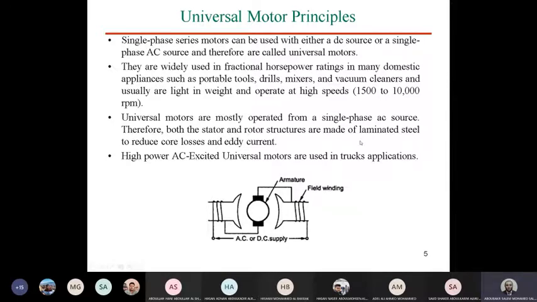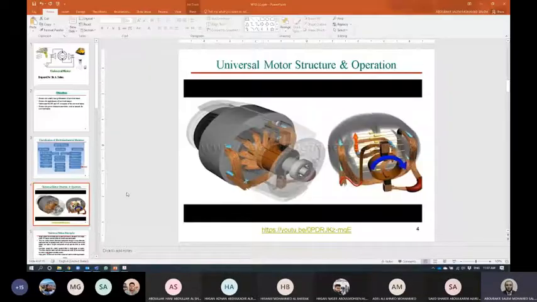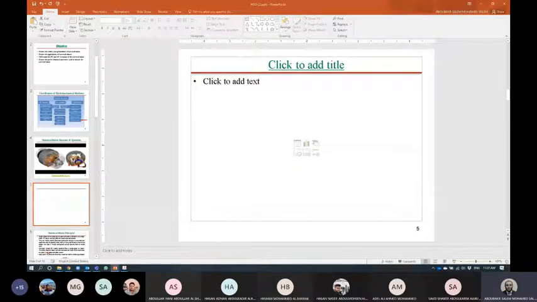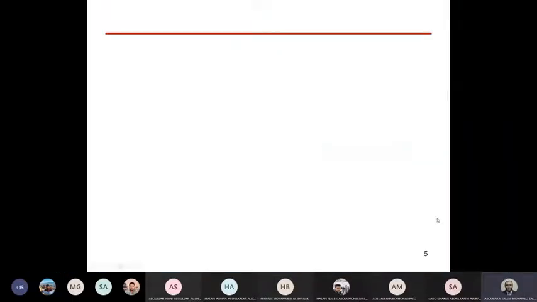If you design a DC series motor for AC, you should make the core laminated in order to reduce the core losses because of eddy current losses. We discussed core losses before. Did we discuss core losses in detail? No. Core losses for any AC machines. Let me add one more slide here to discuss more about the core losses.